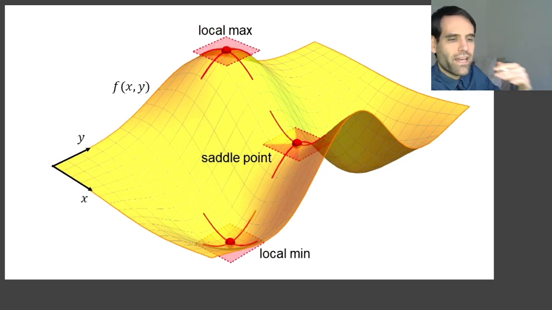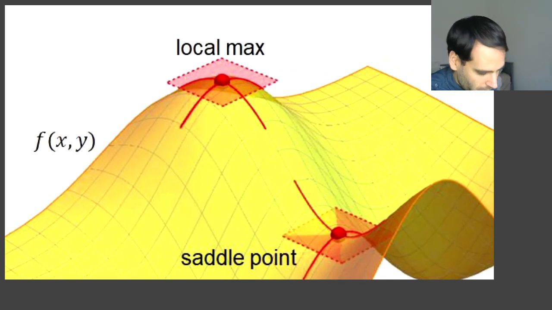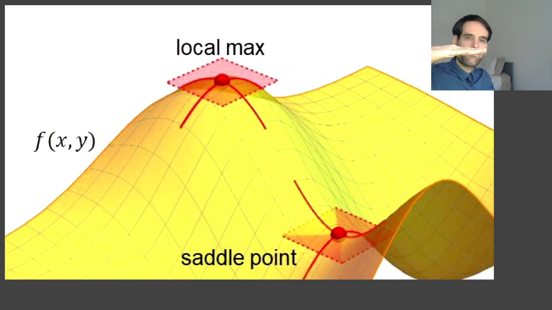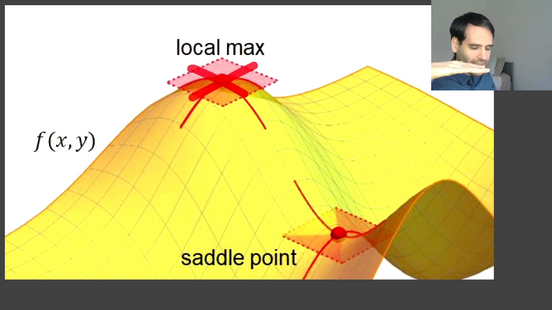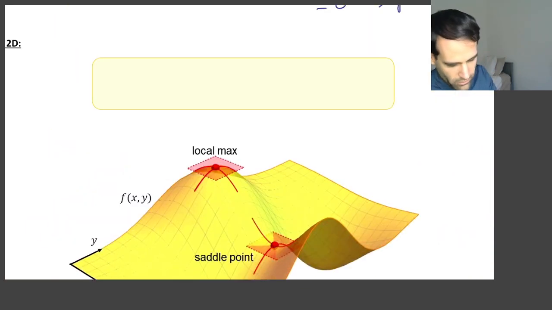So what do maxima and minima have in common? What happens is that at the maxima and at the minima, the tangent plane is exactly flat, exactly horizontal, okay? So this means that the slopes in both the x and the y direction must be equal to 0, okay? So that happens for stationary points.